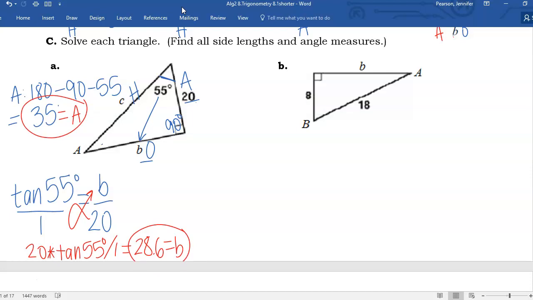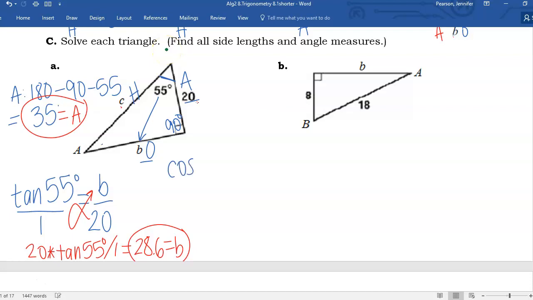Okay, so I got one more. I need to find little c. To get little c, again, I have to use adjacent because I need that 20 that I know. I'm going to try to find c, so I'm looking with adjacent and hypotenuse. So I have to choose sine, cosine, or tangent. I have to choose the trig ratio that works with adjacent and hypotenuse, and that is cosine.